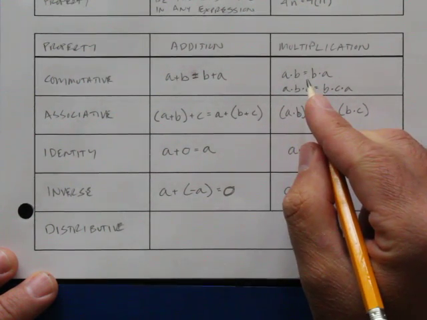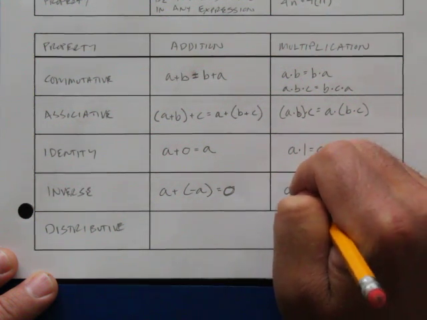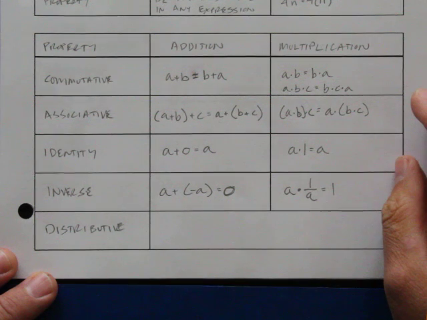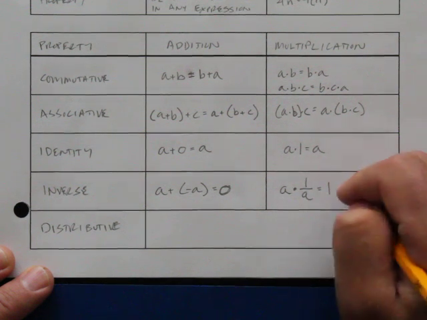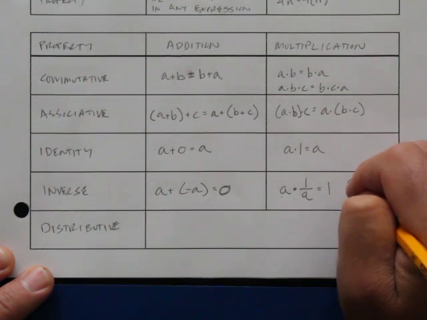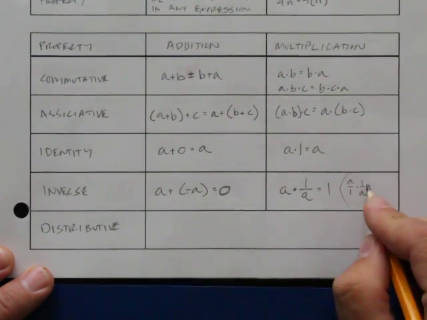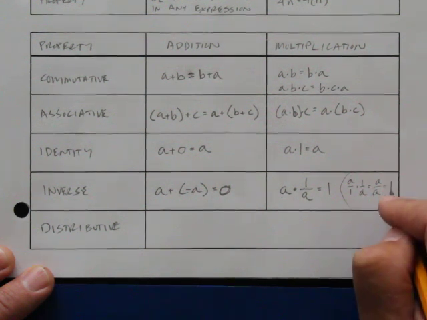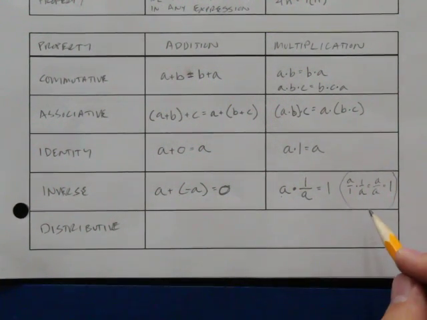Similarly, in multiplication, but a little bit different, right? Inverse: A multiplied by 1 over A equals 1. Should we look at that a little bit further here? What I'm saying here is a over 1, that's the same thing as a right here, times 1 over a. I multiply straight across, so that'll give me a over a, which equals 1, because any number divided by itself is 1. So that's the inverse property of multiplication.